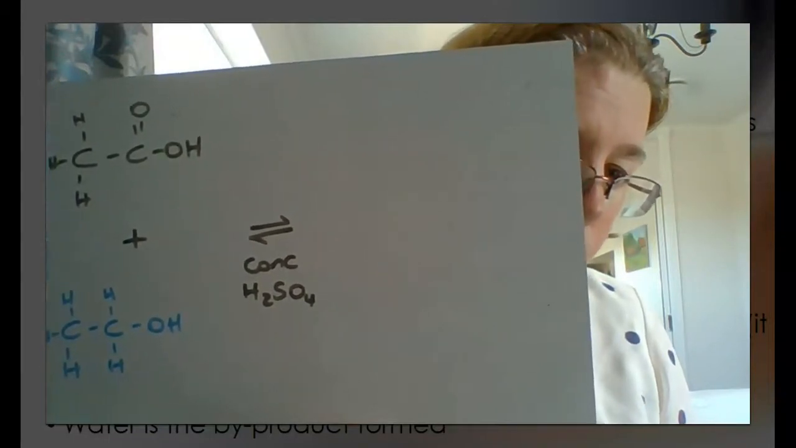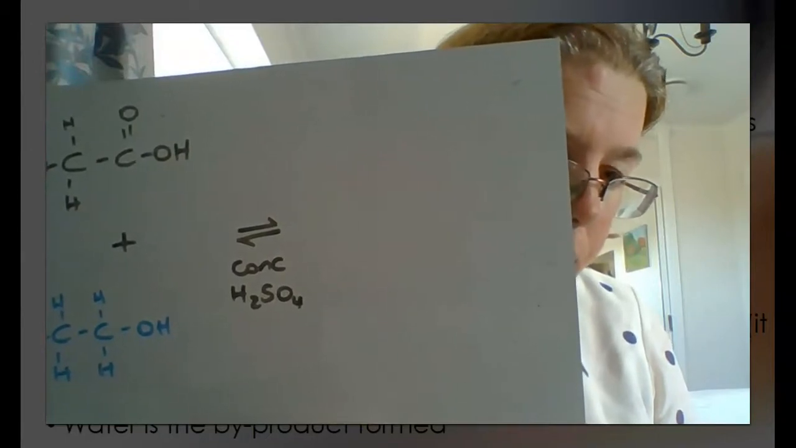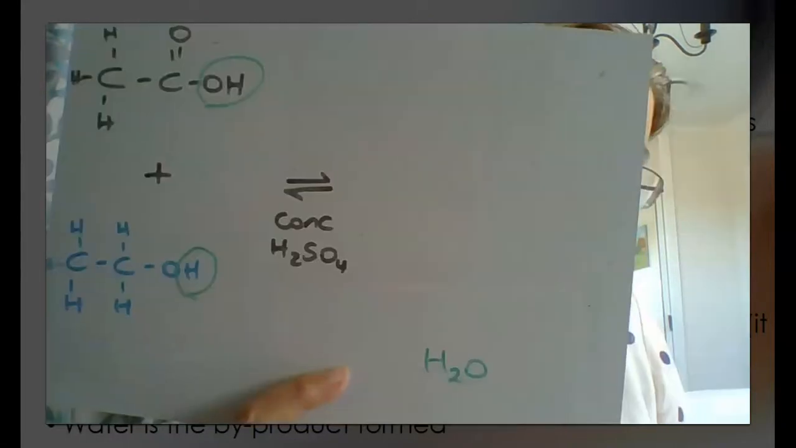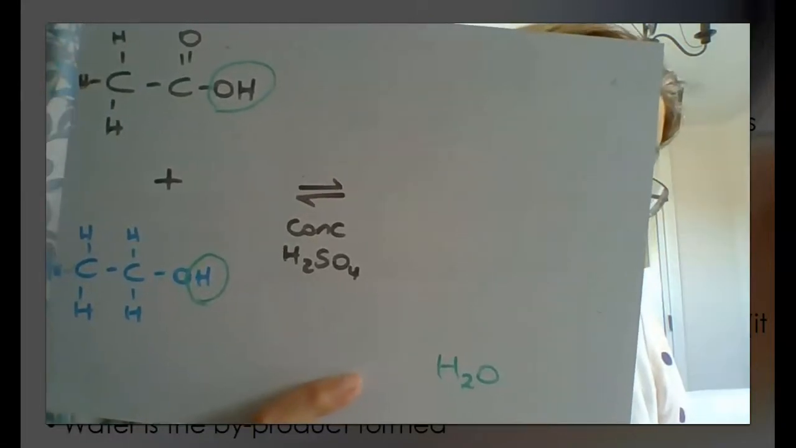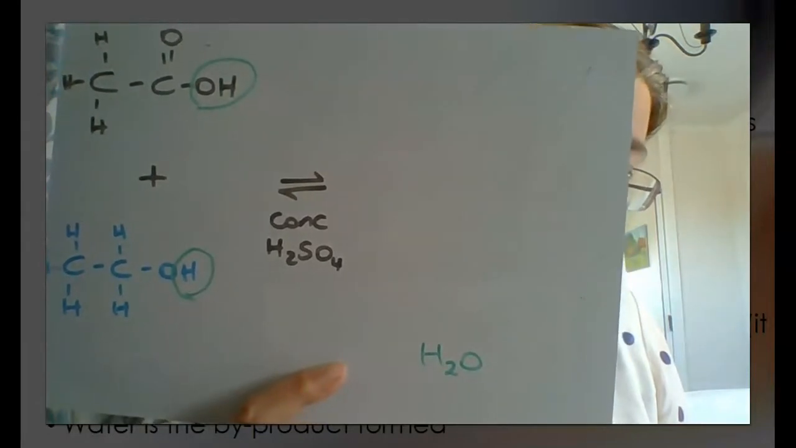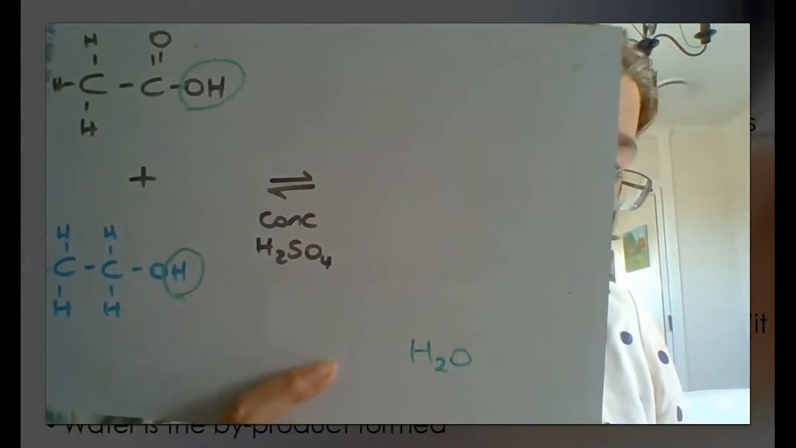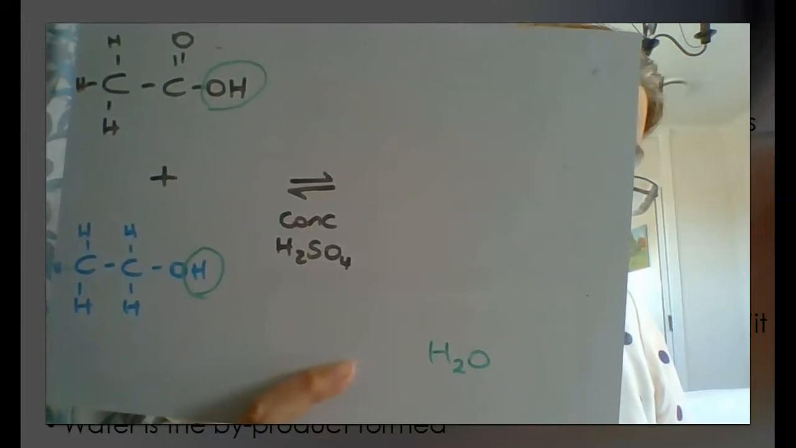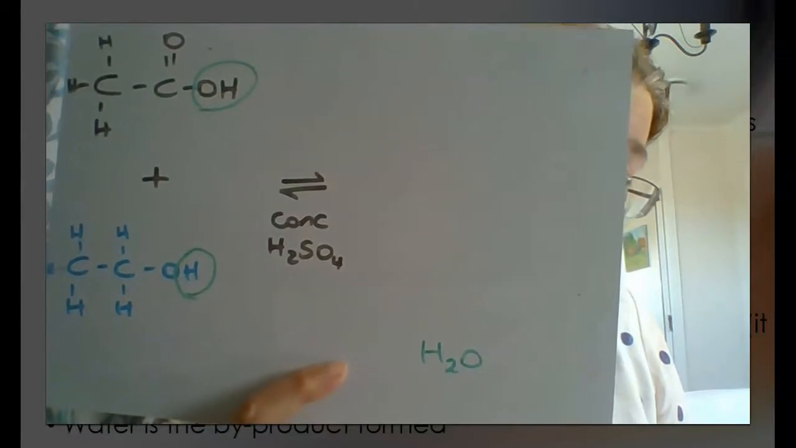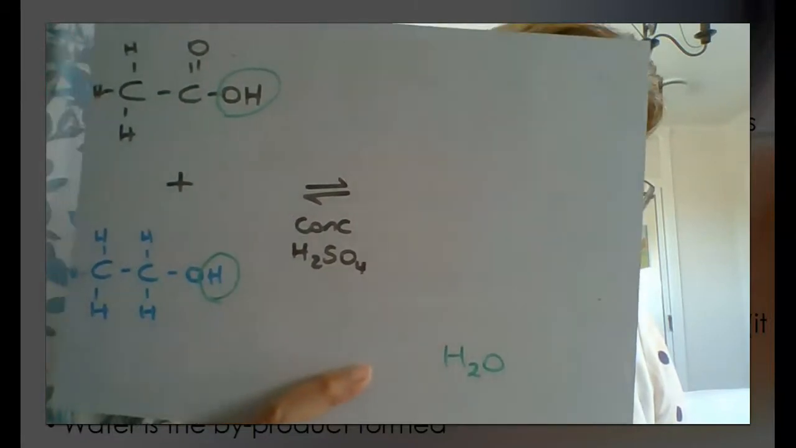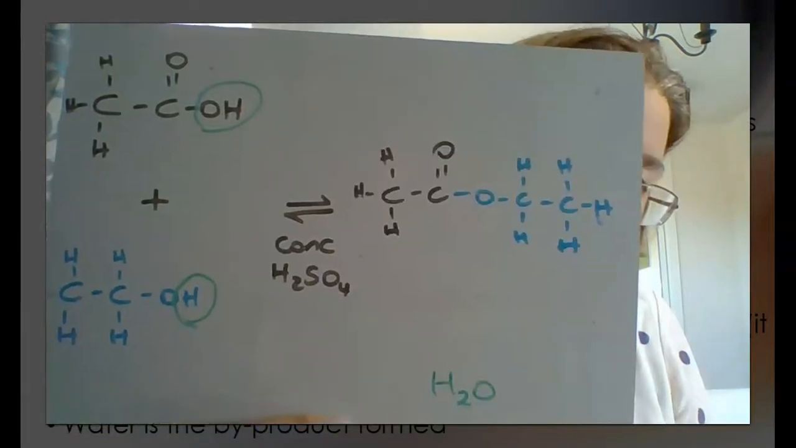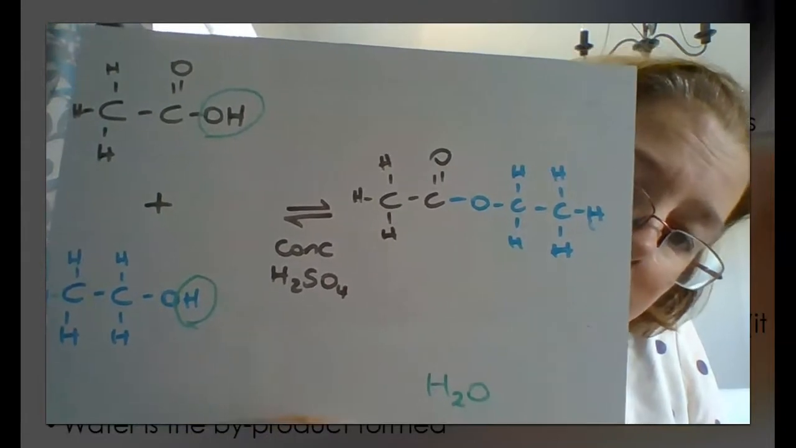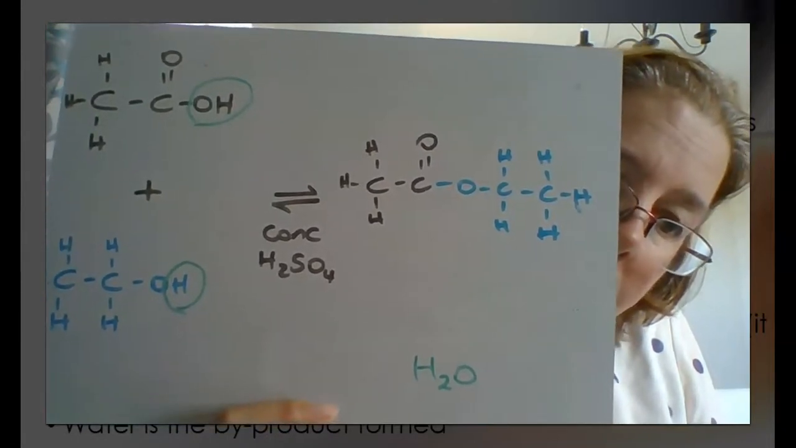So what happens? Well, the first thing that happens is the OH from the carboxylic acid and the H from the alcohol come away and form water, and that then gives us the place, so a new bond forms between the oxygen on the alcohol and the carbon on the carbonyl group of the carboxylic acid, and they join together. And we have our ester formed, and you can see there I've put the two different colours in so you can see which parts of the molecules they have come off.